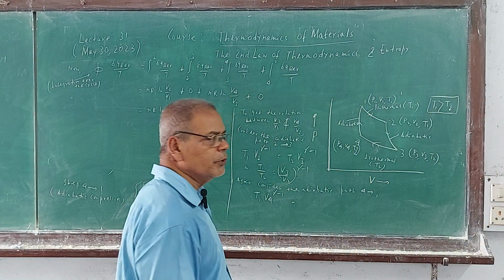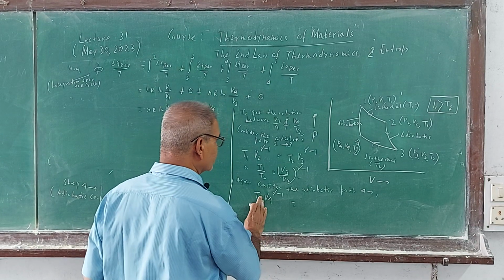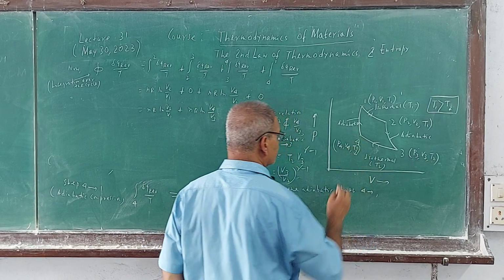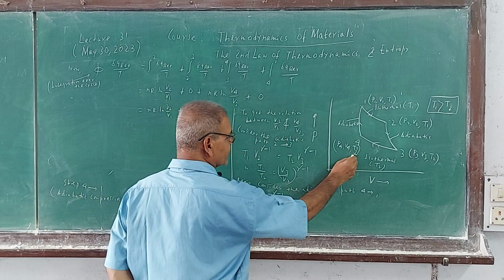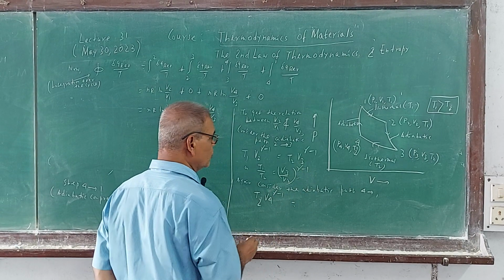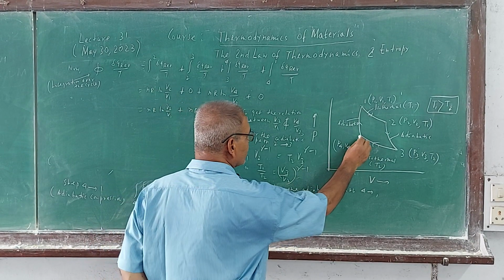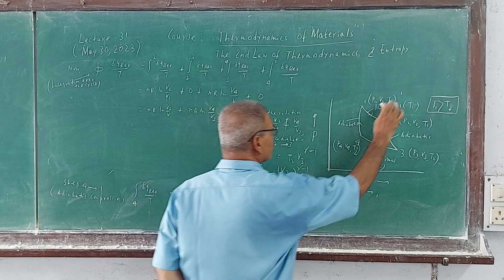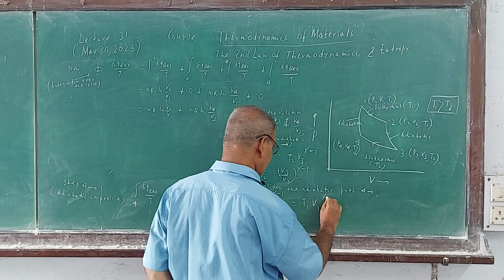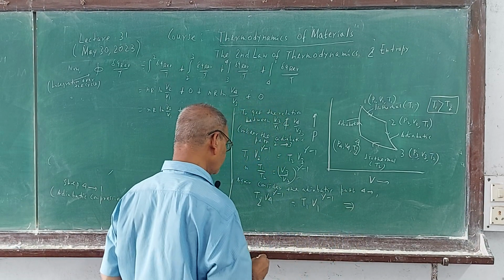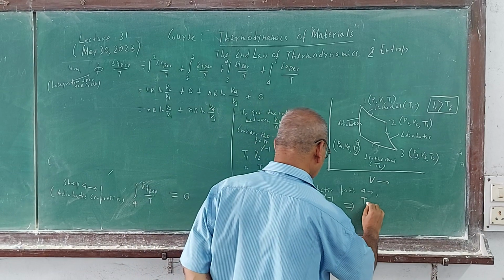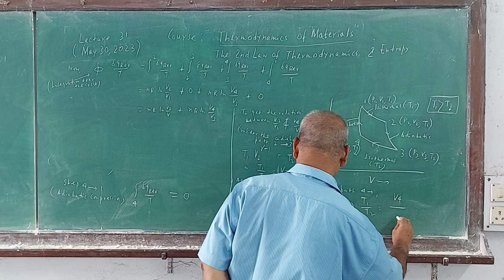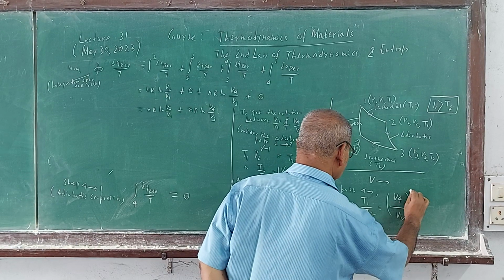Sorry, T2 here. I'm very sorry. This is isothermal T2. So please correct this. T2 V4 to the power gamma minus 1 is T1 V1 to the power gamma minus 1. So this leads to what? Tell me, find T1 by T2 again. You get T1 by T2 is V4 over V1 to the power gamma minus 1.